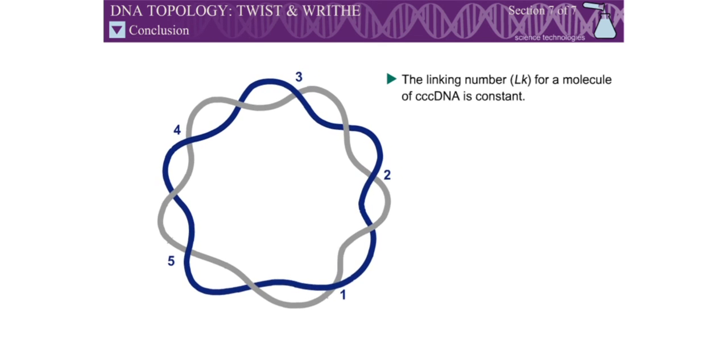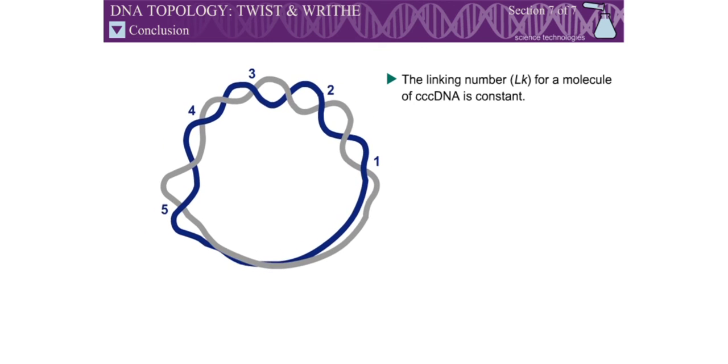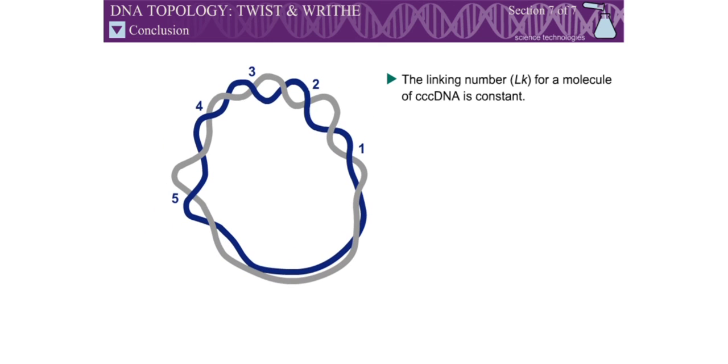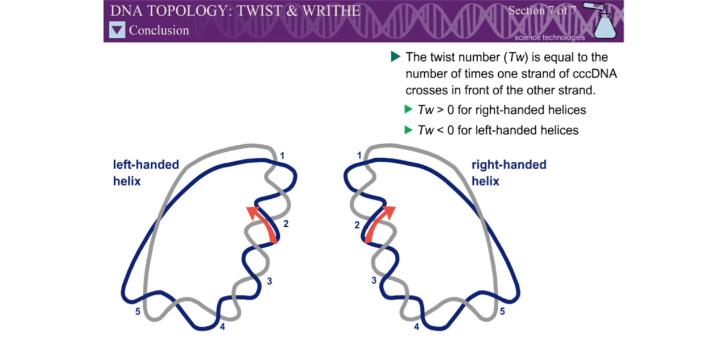The linking number for a strand of covalently closed circular DNA is constant. cccDNA molecules with the same sequence but different linking numbers are topoisomers. The twist number is equal to the number of times one strand of cccDNA crosses in front of the other strand. If the twists form a right-handed helix, they are given a positive twist number. If the twists form a left-handed helix, they are given a negative twist number.